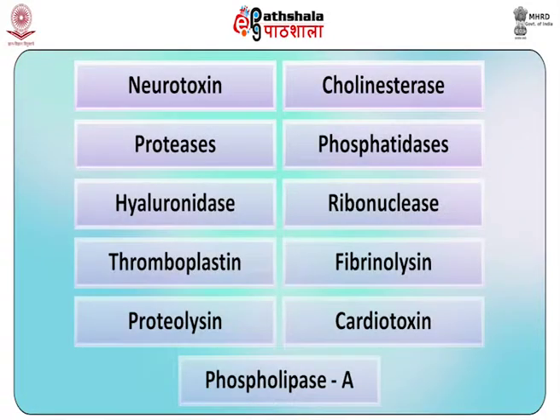The cobra venom is neurotoxic and produces muscular paralysis involving firstly the muscles of mouth, throat and lastly the muscles of respiration, the action of venom being upon the motor nerve cells, the action resembling curare. It consists of neurotoxin, cholinesterase, proteases, phosphatidases, hyaluronidase, ribonuclease, thromboplastin, fibrinolysin, proteolysin, cardiotoxin, phospholipase A. A cobra venom produces convulsions and paralysis, while a krait venom produces only muscular paralysis.